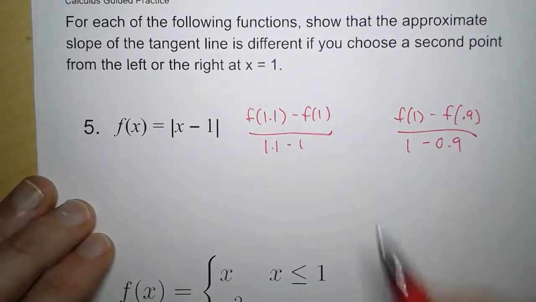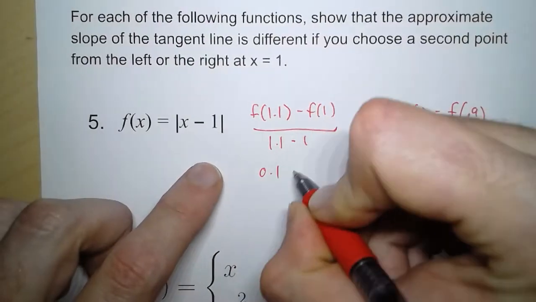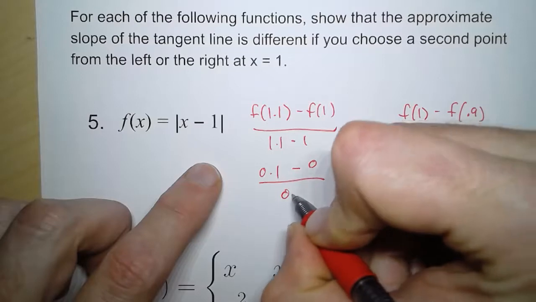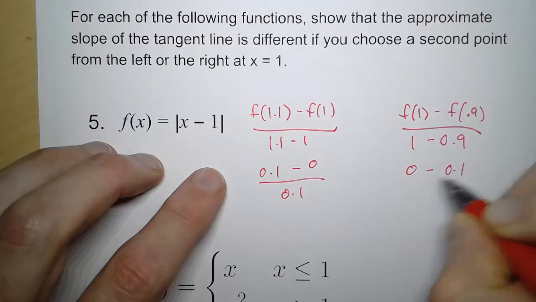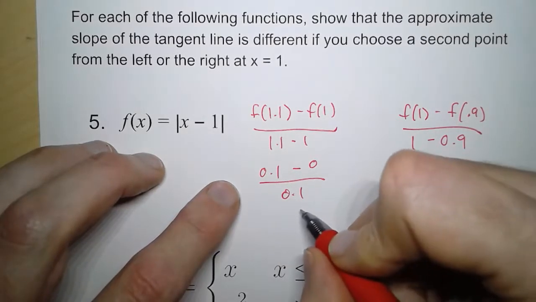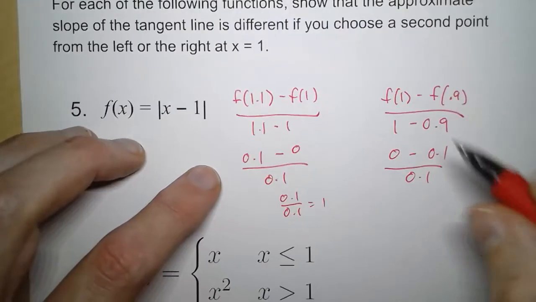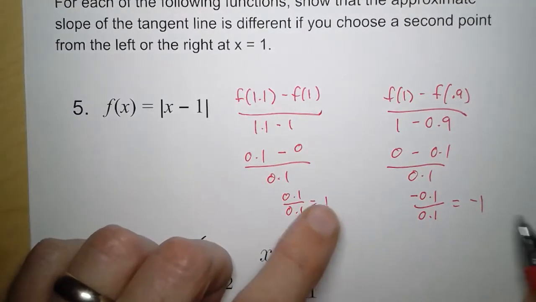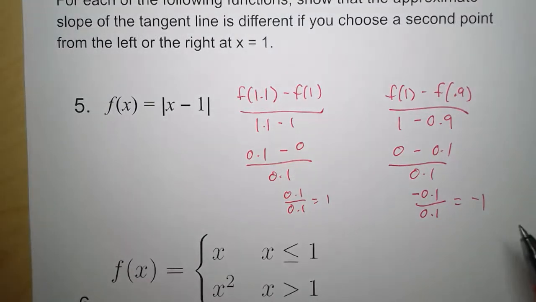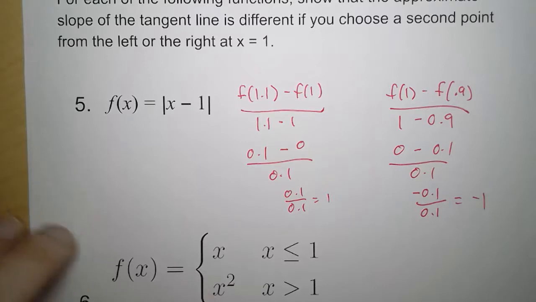Now plugging in 0.9, 1, and 1.1 into the absolute value, that's going to give us (0.1 - 0) / 0.1. This is going to give us (0 - 0.1) / 0.1. So we end up with 0.1 over 0.1, which is a slope of 1, versus over here we have negative 0.1 over 0.1, which is a slope of negative 1. So these two numbers aren't at all close together. That means we can't approximate the slope of the tangent line here. These numbers need to be a lot closer than what we see here.